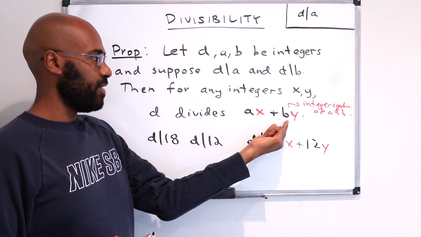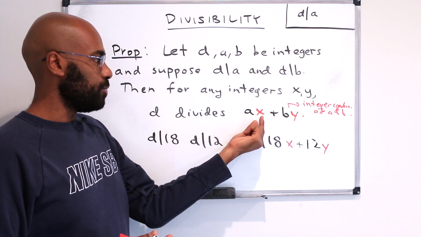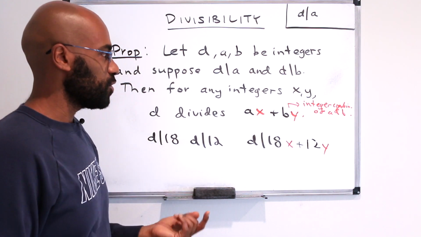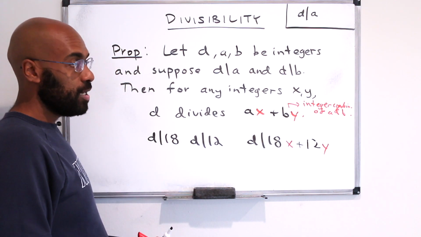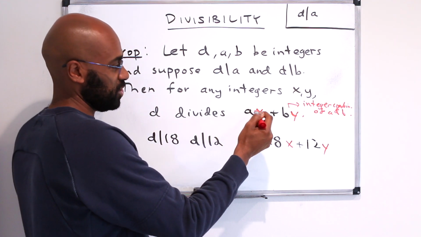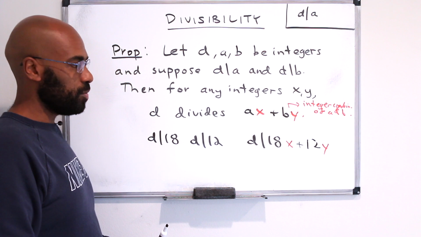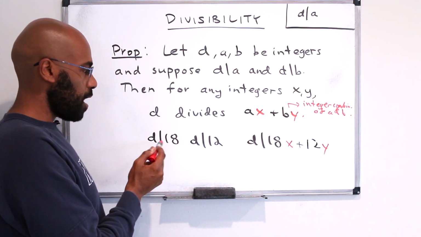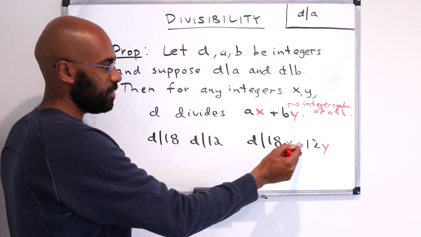A linear combination of A and B, if they were vectors, would be a scalar multiple of A plus a scalar multiple of B. So we're using that term here, integer combination. If you don't know that, linear algebra stuff doesn't matter. You can think about this as just literally a combination of two integer multiples of A and B. Okay, so if D is a common divisor of these two numbers, it has to divide this combination.